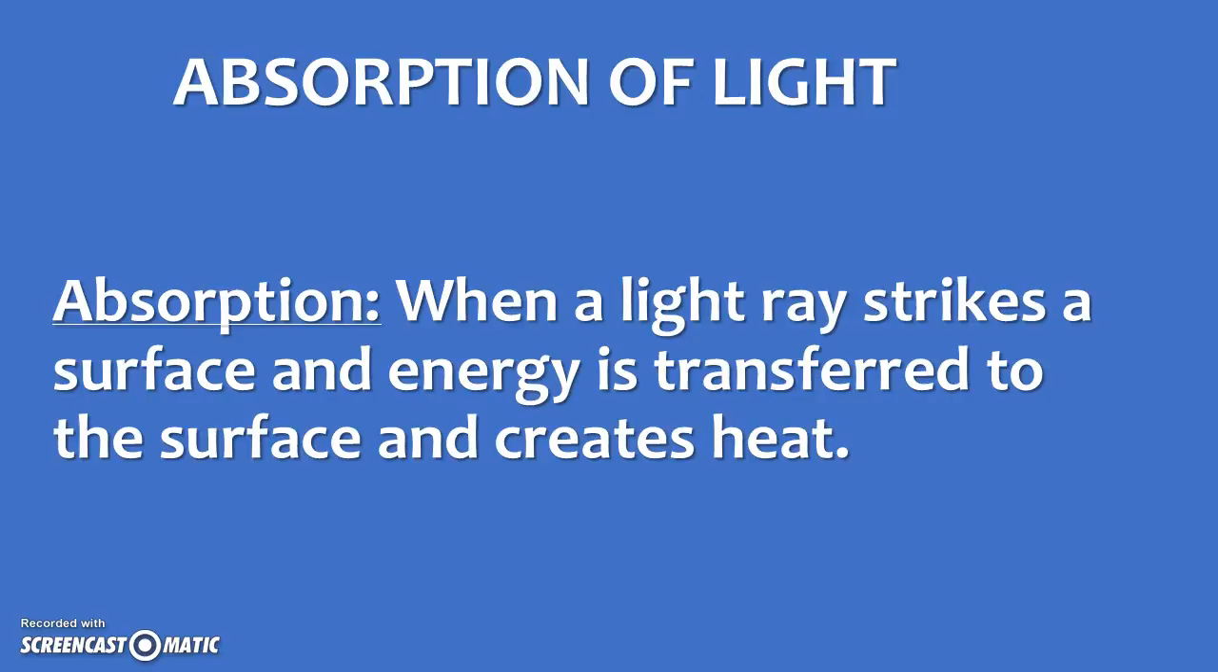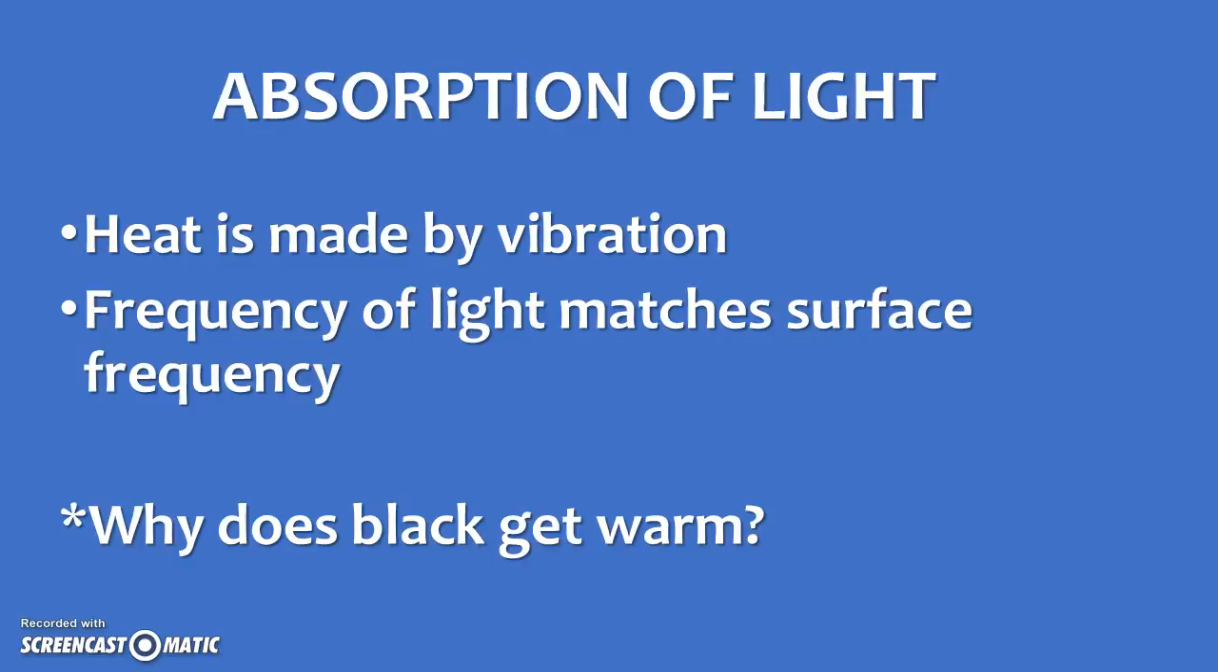So how does light absorb? Well, when a light ray strikes the surface, an energy is transferred to the surface and creates heat. That's what absorption is. Through absorption, heat is made, and the way that heat is made is the atoms in objects start to vibrate when something hits it. And if the frequency of the light matches the surface of what it's hitting, then it absorbs it.